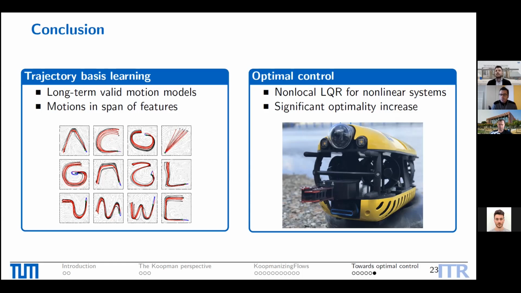On the right, we've seen the outlook to optimal control. We've seen that we have the ability to have non-local LQR design for nonlinear systems with significant optimality increase.